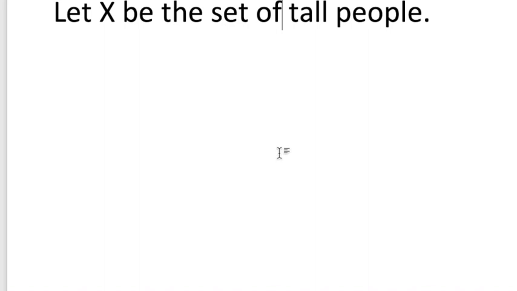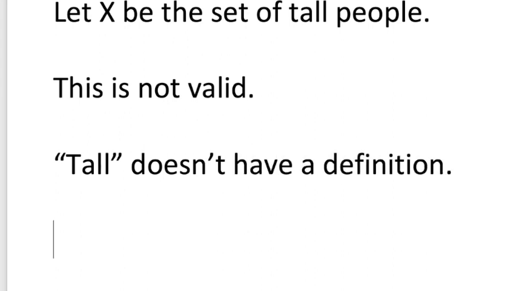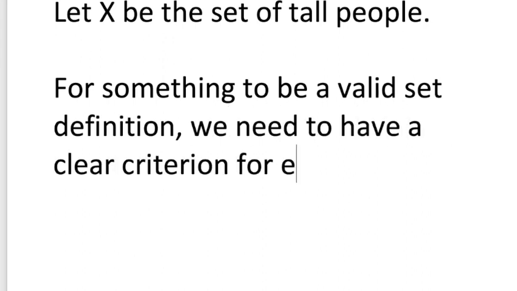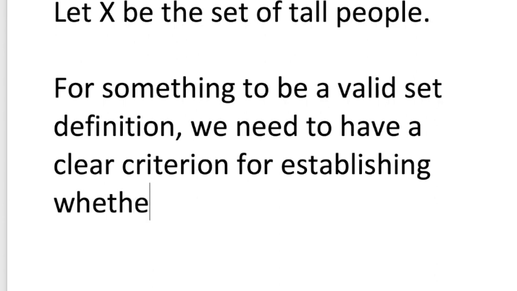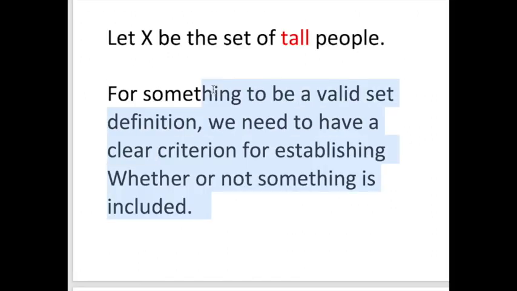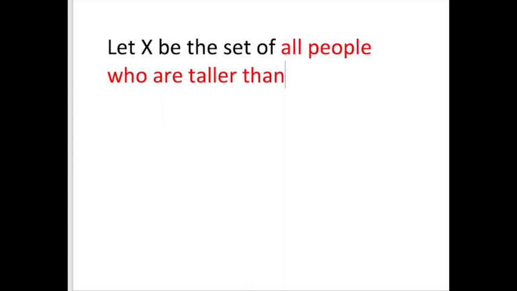But wait a minute. This is terrible. Or at least it's not valid, because tall doesn't have a definition. And this could be a matter of opinion. For something to be a valid set definition, we need to have a clear criterion for establishing whether or not something is included. Different people might have different ideas about what tall means, and so this word is a problem. Instead, we can say, let X be the set of all people who are taller than 6 feet. And this is clear, this works, this is objective, this is measurable. We will all agree who should be in the set and who should not.